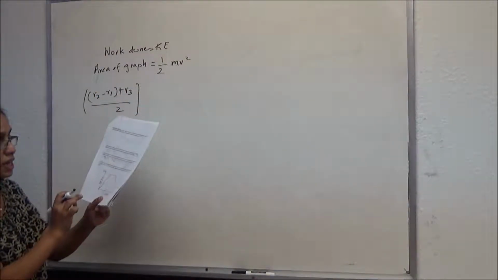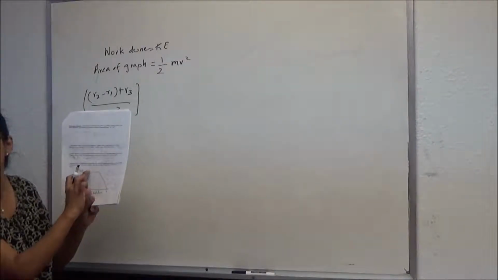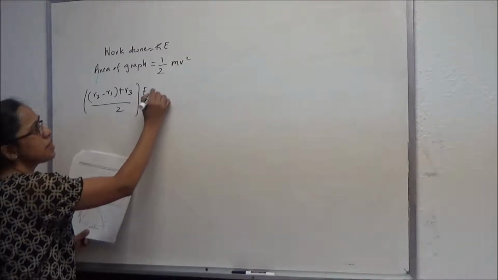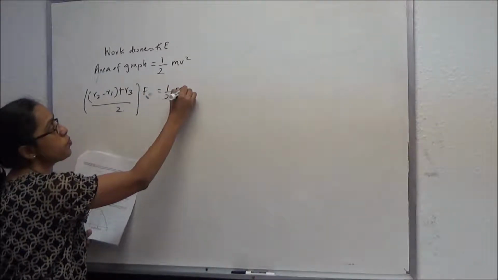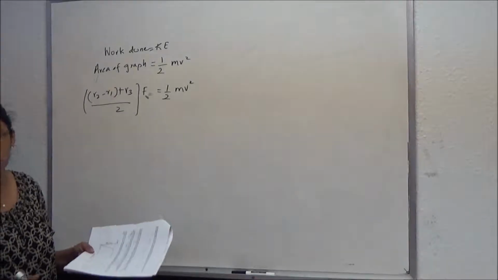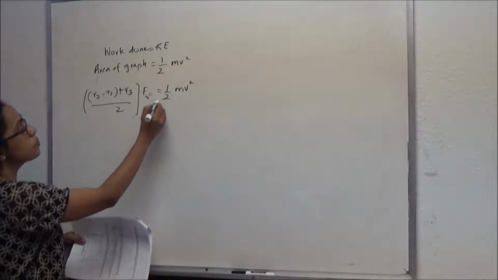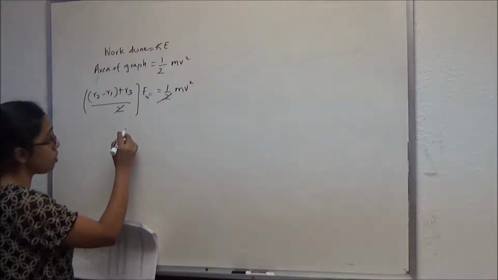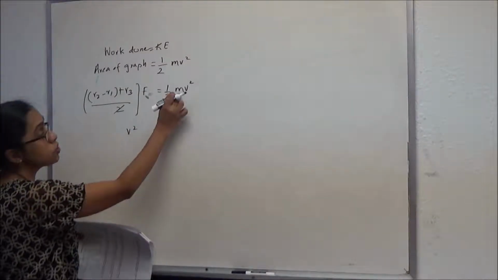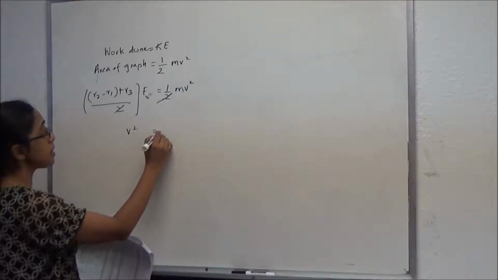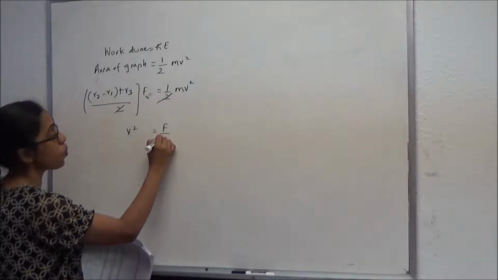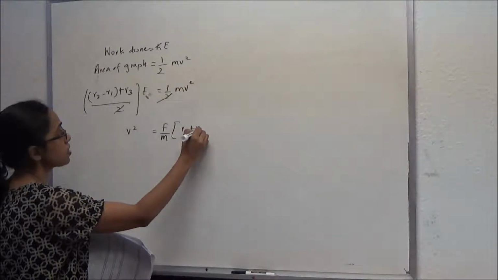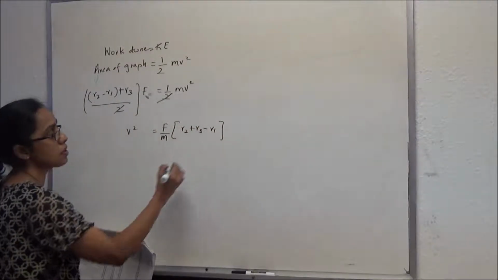And what do you get next? F max. Let's keep it as F. So half mv squared equals that. We want v squared. So what should we do next? Yes, this 2 is common for both sides. Let's get rid of it. So it's v squared. Take this m to the other side. Then this becomes F over m times (r2 plus r3 minus r1).